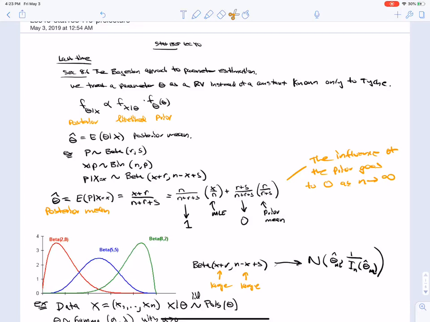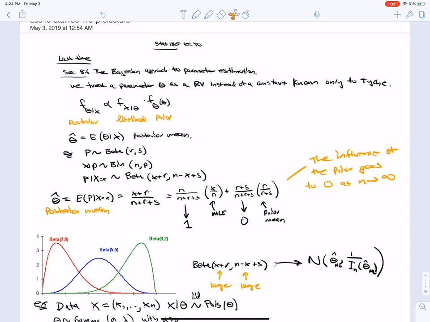So the posterior mean is (x + r) over (n + r + s). And the nice thing is that we can write this as a linear combination of the MLE and the prior mean. The MLE is x over n, and the prior mean is r over (r + s). Just notice that the n's cancel and the r + s cancels. So we're always going to have this kind of formula.